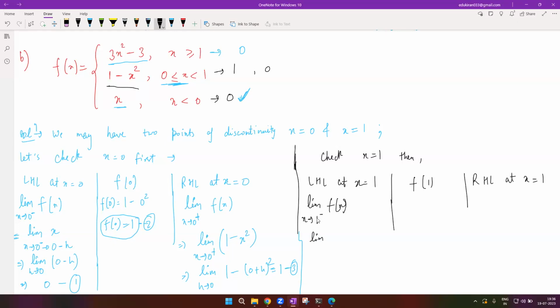1 negative माने x की value 1 से छोटी है. x की value 1 से छोटी है तो इसका मतलब कौन सा एक्सप्रेशन यूज करें, बताएगा मोहम्मदीन? आंसर करेगा इस क्वेश्चन को कि यहाँ पे f(x) का कौन सा एक्सप्रेशन यूज करना चाहिए इस केस में? x की वैल्यू 1 से थोड़ी छोटी है. तीन एक्सप्रेशन है हमारे पास, इन तीन में से कौन सा वैलिड होगा? 3x square minus 3, 1 minus x square या x? 1 minus x square, right?